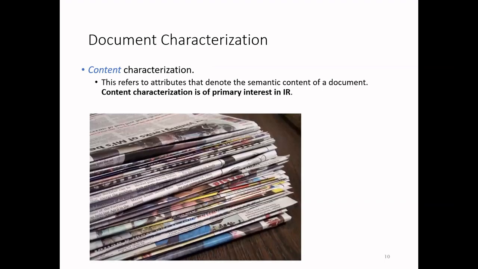Then the third characterization is the content characterization. This characterization refers to what is in the document. What is the content of the document? What is this document about? What is the topic that is being discussed in the document? All right. So this is the characterization that is of primary interest in an information retrieval system.